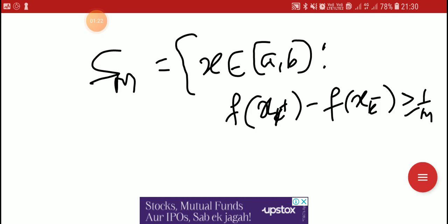1 by m. That is the collection of such points. If the jump at a point is 0, then f is continuous there. If the jump is less than or equal to a very, very small number, then it is continuous. Otherwise, f is discontinuous at that point. That is, our Sm is a set of discontinuous points in the closed interval [a, b].